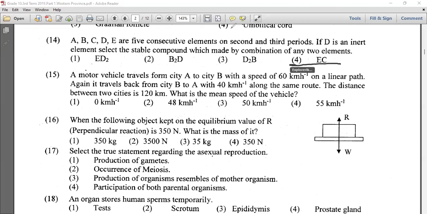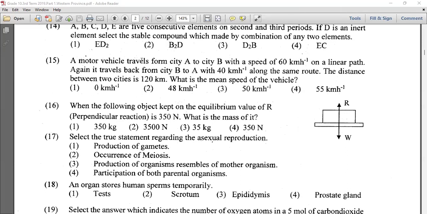Okay, right. Next part. A motor vehicle travels from the city A to city B at a speed of 60 kilometers per hour in a linear path. Linear path means a straight line path. Again, it travels back from the city B to A with a speed of 40 kilometers per hour along the same route. The distance between two cities is 120 kilometers. What is the mean speed of the vehicle?